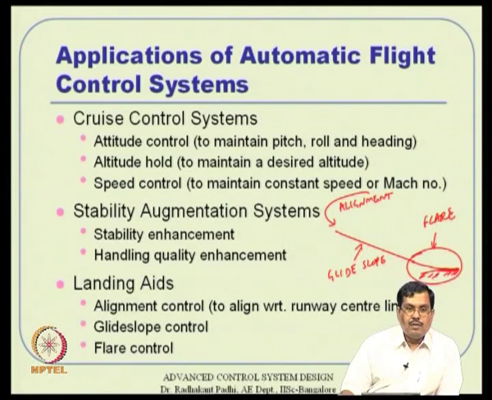And that concept is very popular in the UAV domain, where the pilot is not there, it is an unmanned aerial vehicle. So it needs to be guided in an automatic sense. In that sense, it comes very close to missile guidance.